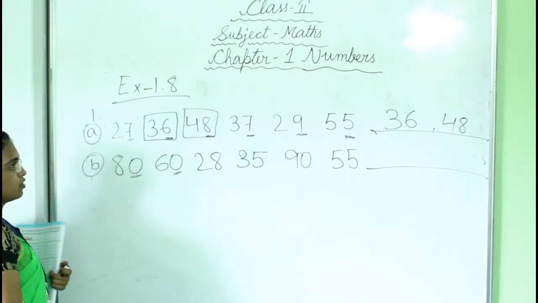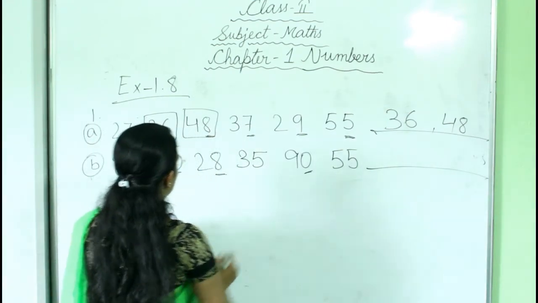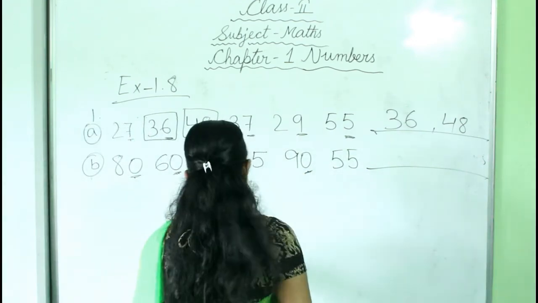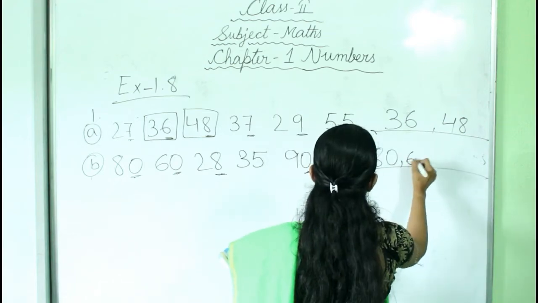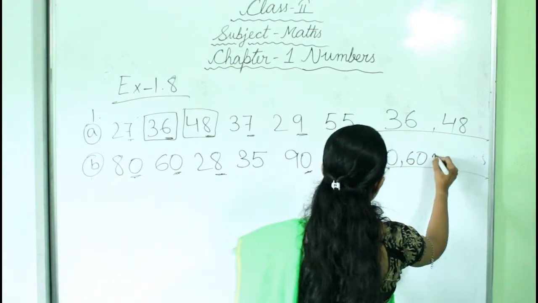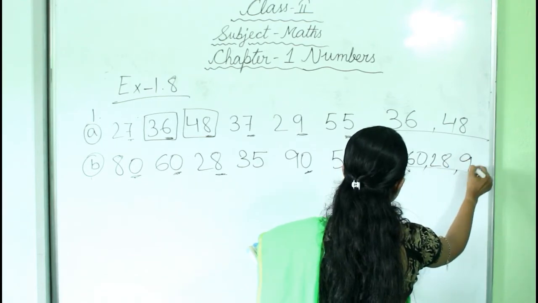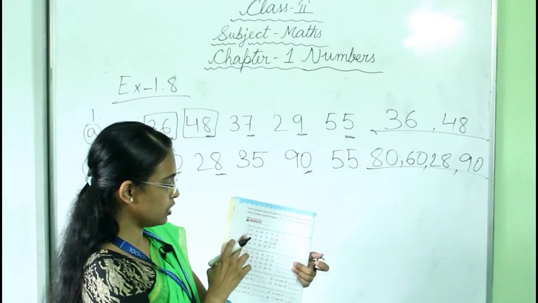In 60 we have 0. 8 is the even number. Then again 0. These are the even numbers: 80, 60, 28 and 90. So we have to write here 80, then 60, then 28 and 90. So in this way you have to do the rest of the part.